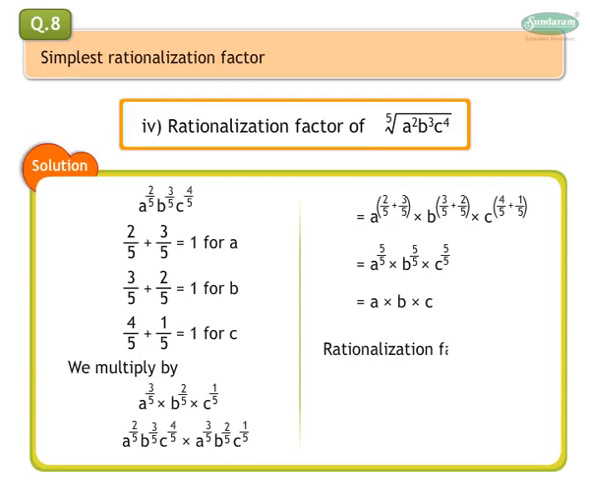So the rationalization factor is a raised to 3 upon 5 into b raised to 2 upon 5 into c raised to 1 upon 5, which in surd form is fifth root of a raised to 3 into b raised to 2 into c.